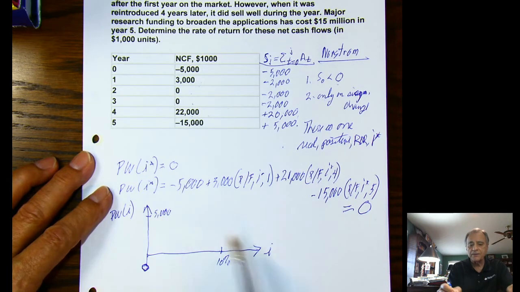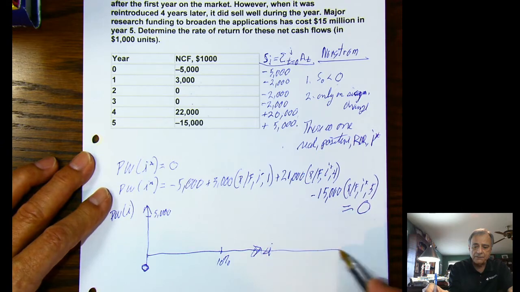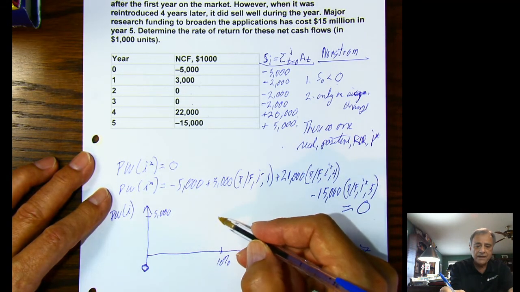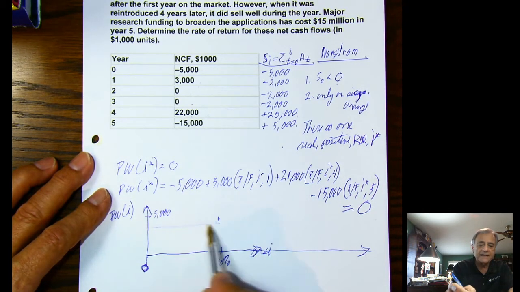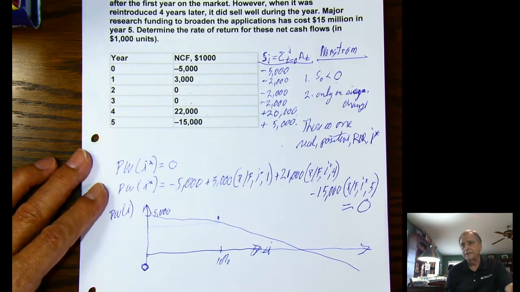So what I'm going to find out is, hey, this thing here is going to extend way out because at 10%, I'm up here somewhere, just below 5,000. It hasn't gone down much. So this thing is going to do something like this.